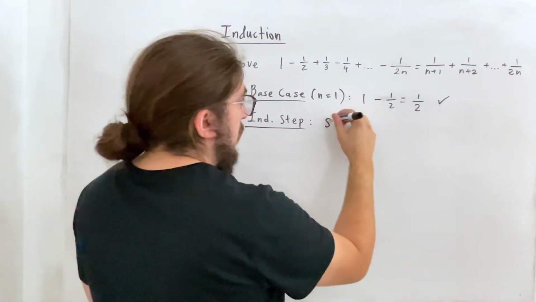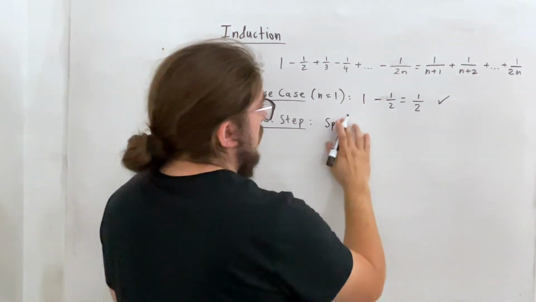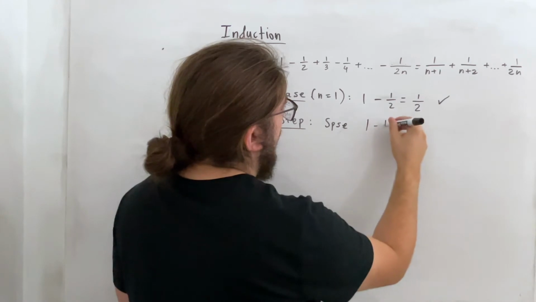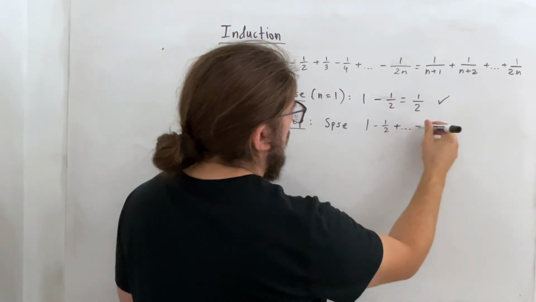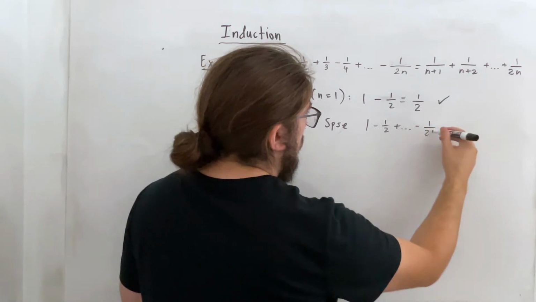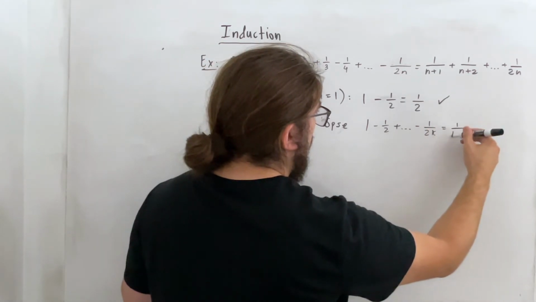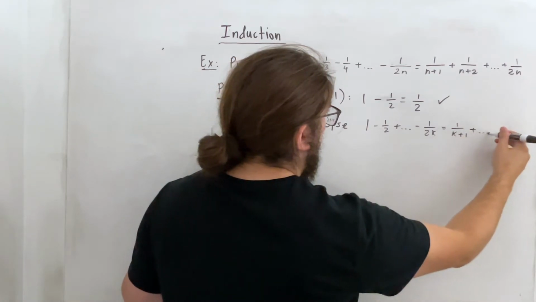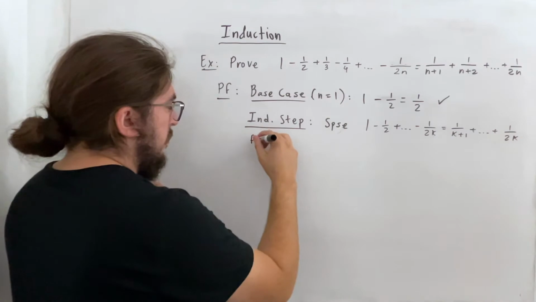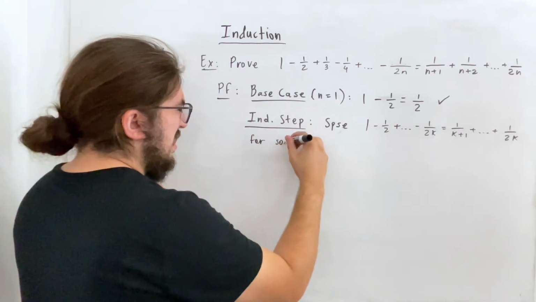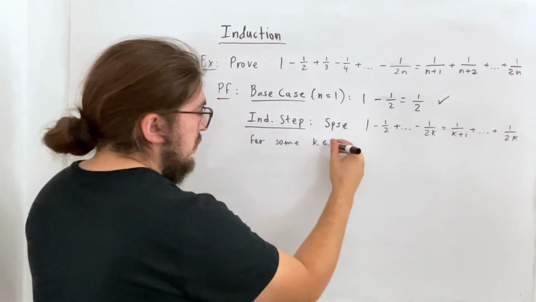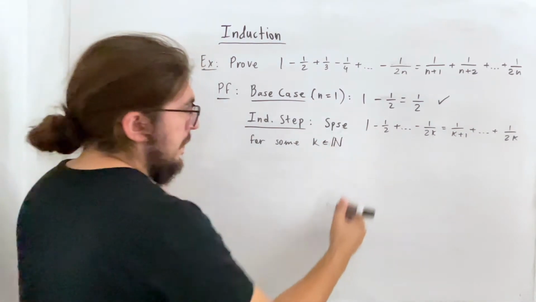So we're going to suppose that this sum, 1 minus 1/2, all the way up to negative 1 over 2k, is equal to 1 over k plus 1, all the way up to 1 over 2k, for some natural number k. So now we want to show this is true for k plus 1.